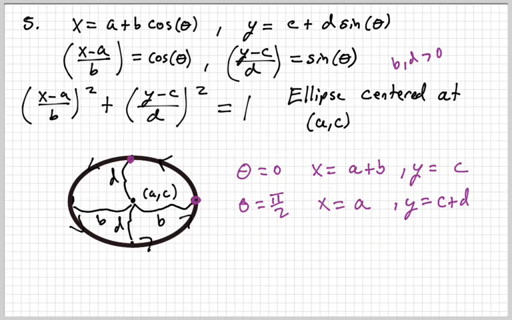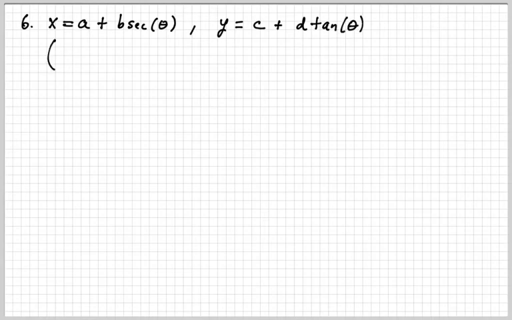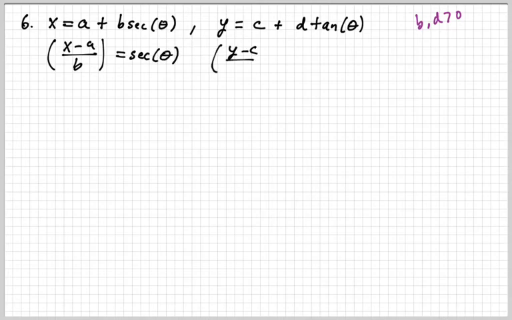Alrighty, so moving on to the next one, we're going to look at x is equal to a plus b secant of theta, and y is equal to c plus d tangent of theta. Okay, and then again we're going to make the assumption that b and d are going to be greater than 0. We're going to solve for both the secant and the tangent. So secant is equal to (x minus a) over b, and the tangent is going to be (y minus c) over d.